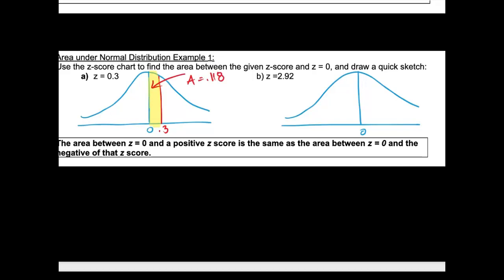This is also the same if you converted it to a percent by moving the decimal 2 spots to the right. It's the same as 11.8%. So 11.8% of values are between 0 and 0.3 standard deviations away from the mean.